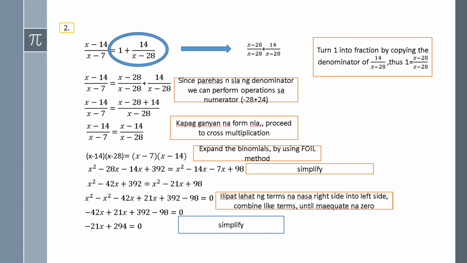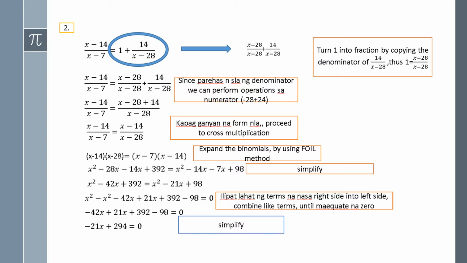Just like in the first example, we will multiply the x minus 14 to x minus 28, and then equals to x minus 14 multiplied by x minus 7. Then perform the FOIL method para ma-expand natin yung both sides of the equation. So the resulting will be x squared minus 28x minus 14x plus 392 is equals to x squared minus 14x minus 7x plus 98. So, isimplify na natin siya by combining the like terms.